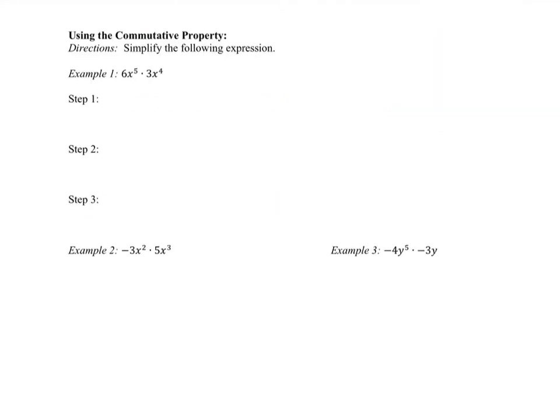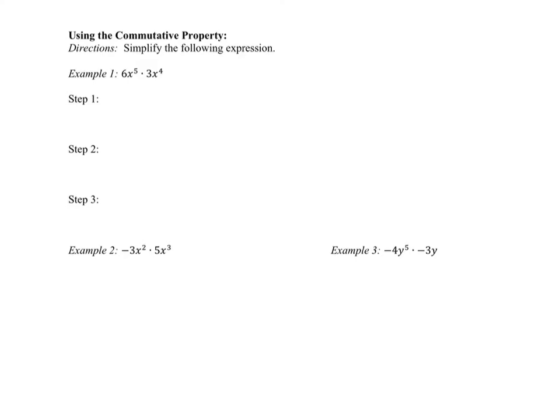So now let's discuss steps to using the commutative property when simplifying expressions with exponents. Our directions are to simplify the following expression. Our example here states 6x to the 5th power times 3x to the 4th power. How would you solve this?